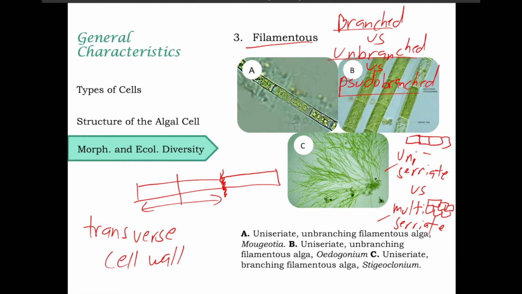When you say branch, you have a branching pattern, of course. When you have an unbranched, usually this organism only forms a single chain of your filaments. But when you say pseudo branch or false branching, the way that the organism is branched gives the sense, gives the appearance of branching.